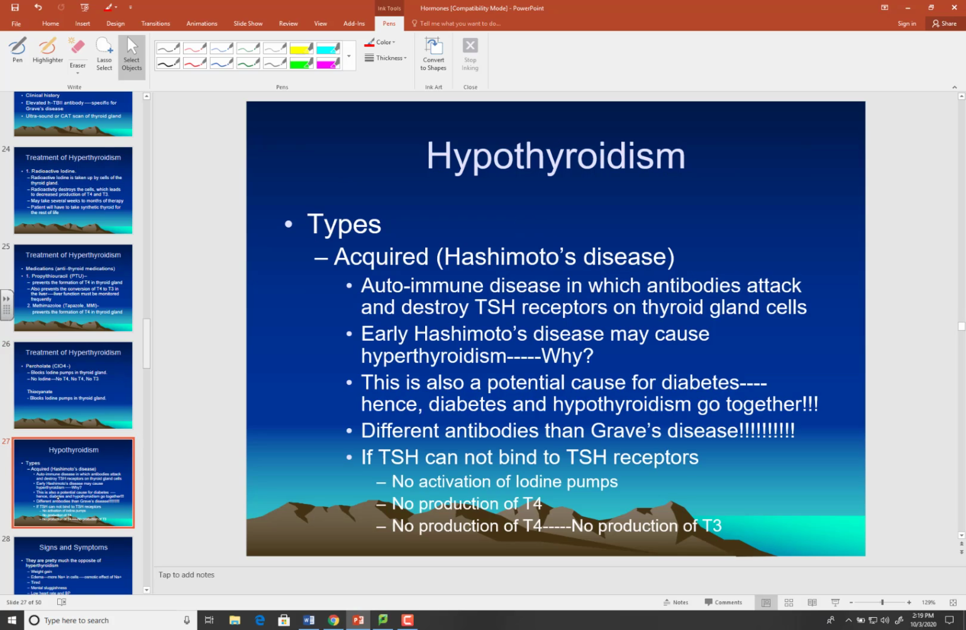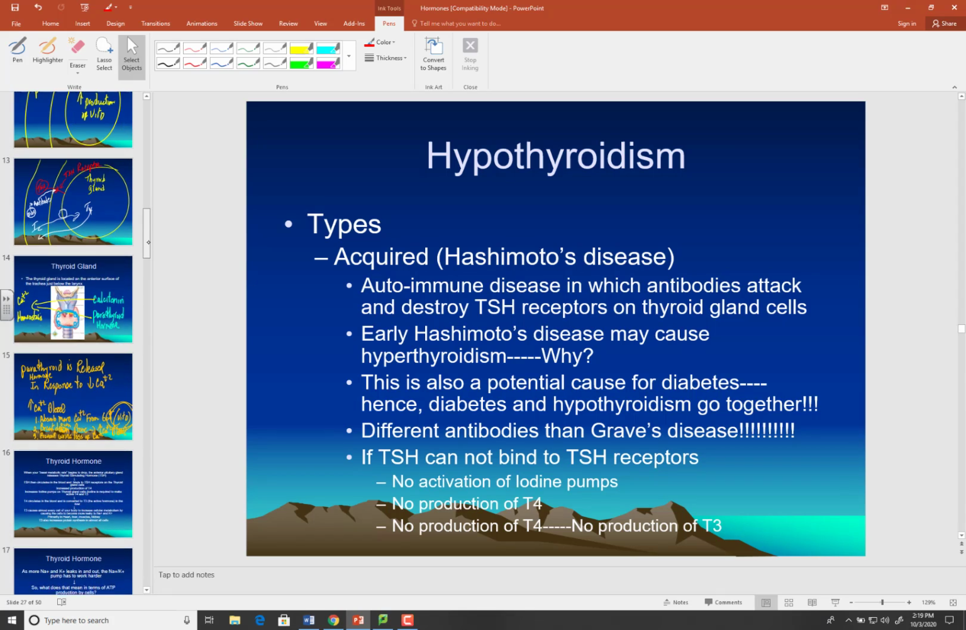Now, hypothyroidism. Now look, the most common cause is Hashimoto's disease. Now in this case, Hashimoto's disease is also autoimmune.